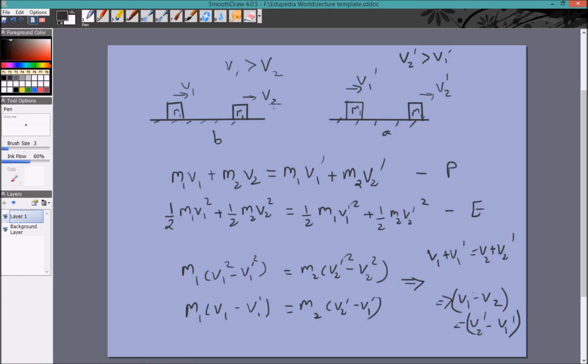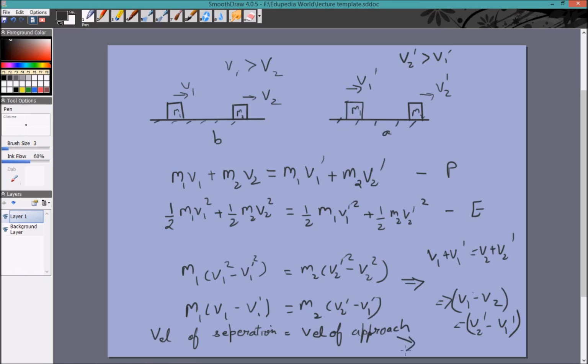So v1 minus v2 is the velocity of separation. Sorry, the velocity of separation is the second one. This is the velocity of approach. I apologize for that. v1 minus v2 is the velocity of approach. That is the velocity with which m1 is approaching m2. v2 dash minus v1 dash is the velocity of separation. That is, after the collision, the velocity with which they are separating. And we've derived from the conservation of momentum and conservation of kinetic energy that these two are equal, right?